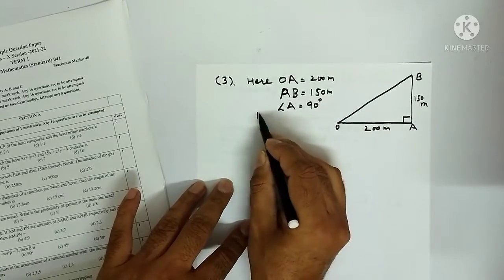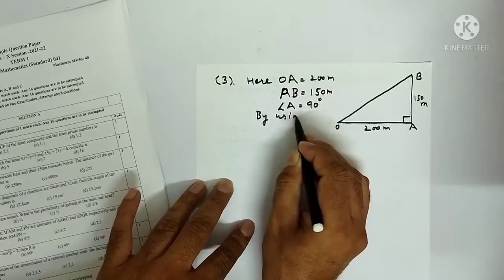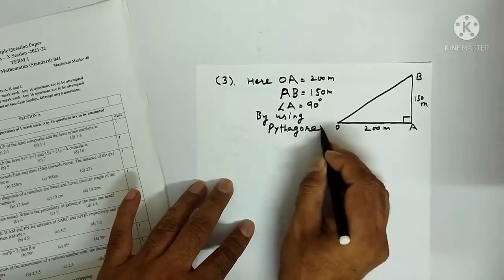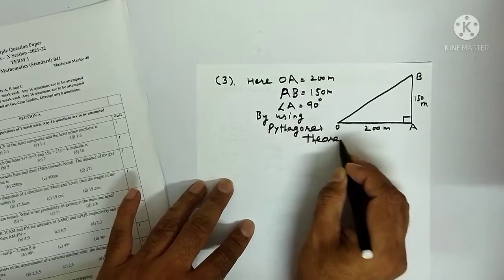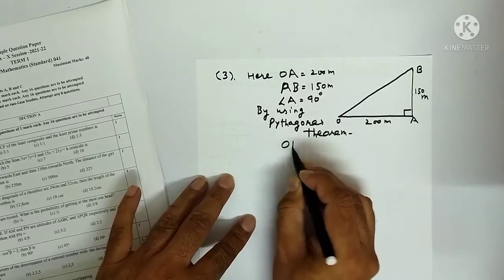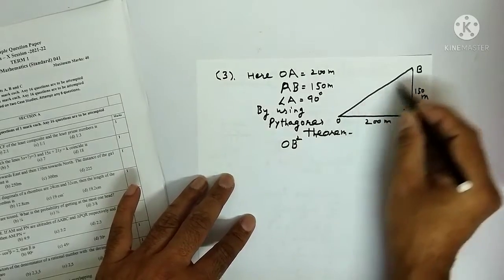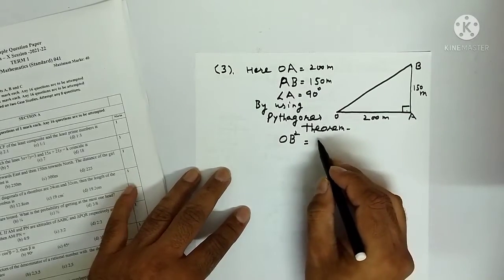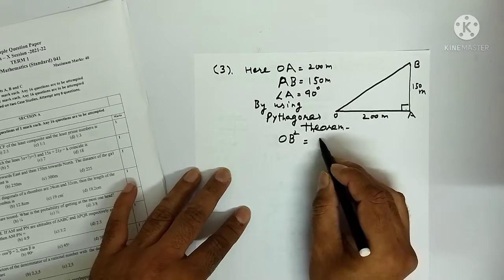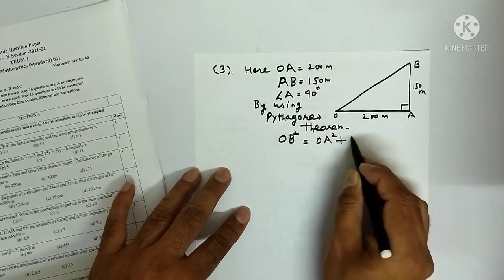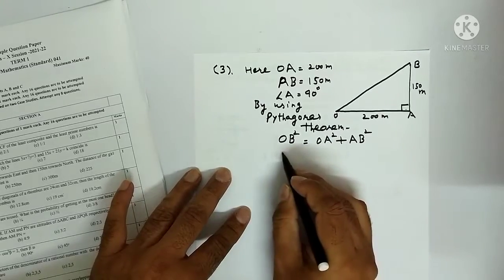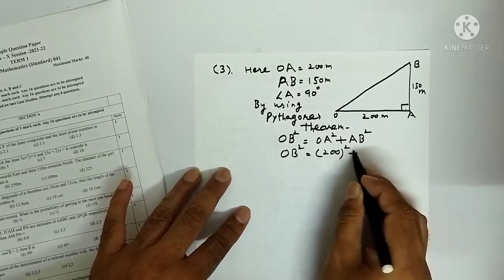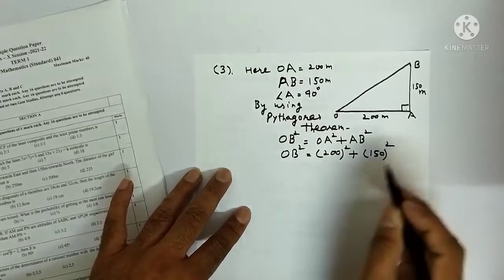So in a right angled triangle, which theorem do we apply? Pythagoras theorem. By using the Pythagoras theorem, OB square, in front of 90 degrees, the side is the hypotenuse. So what does the Pythagoras theorem state? That the square of the hypotenuse is equal to the sum of squares of the other two sides. So it is OA square plus AB square. OB square you will write as OA, 200 square plus 150 square.